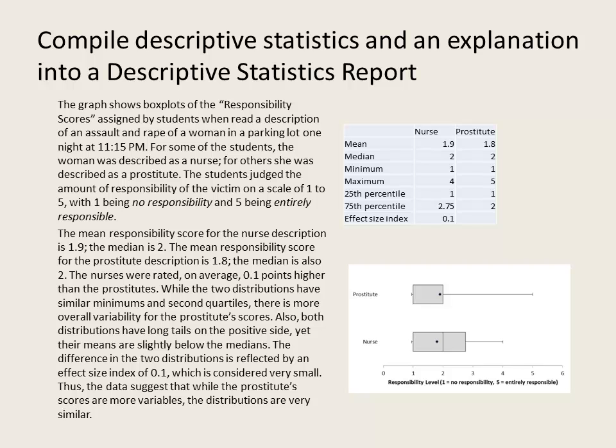The difference in the two distributions is reflected by an effect size index of 0.1, which is considered very small. Thus, the data suggests that while the prostitute scores are more variable, the distributions are very similar.